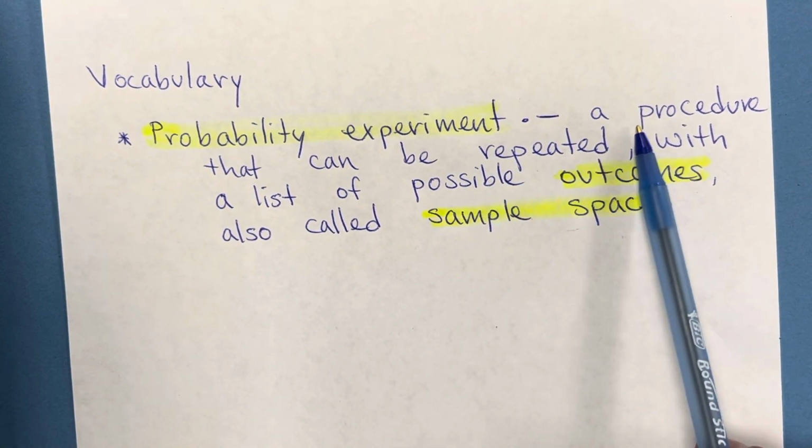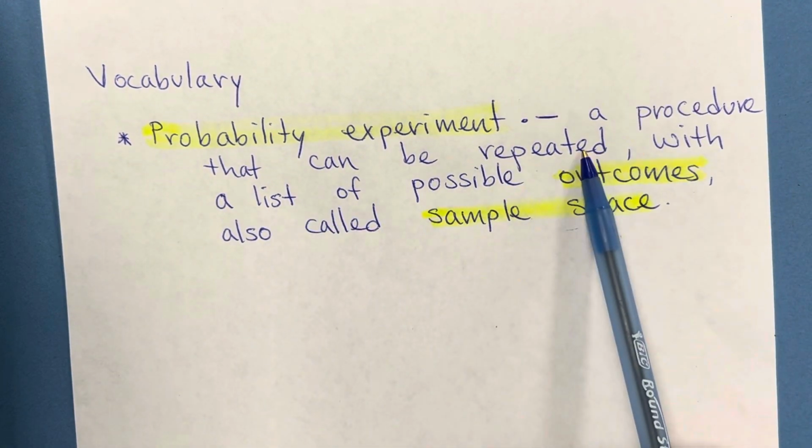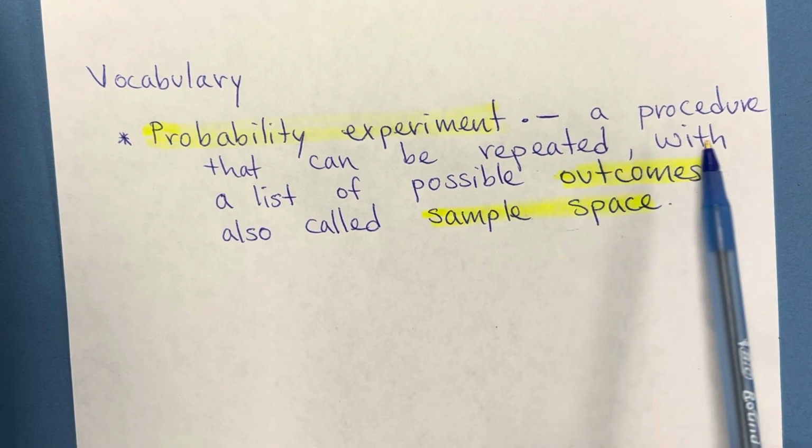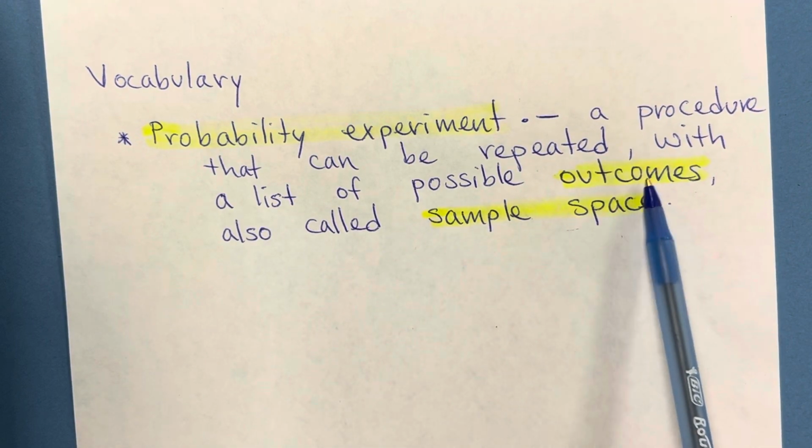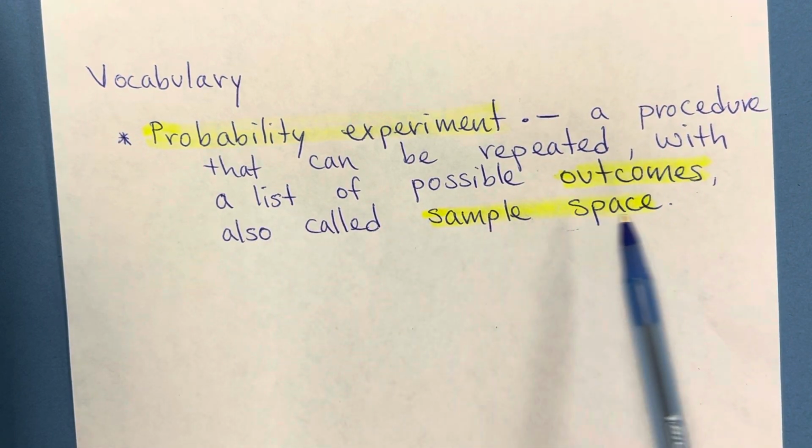A probability experiment is a procedure that can be repeated. For example, when you throw a coin several times, with a list of possible outcomes. And these outcomes are called sample spaces.